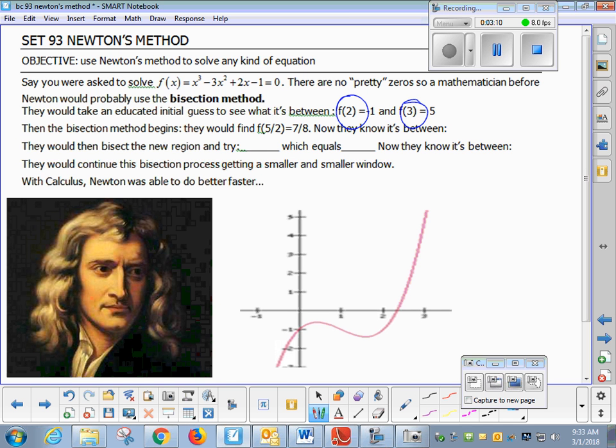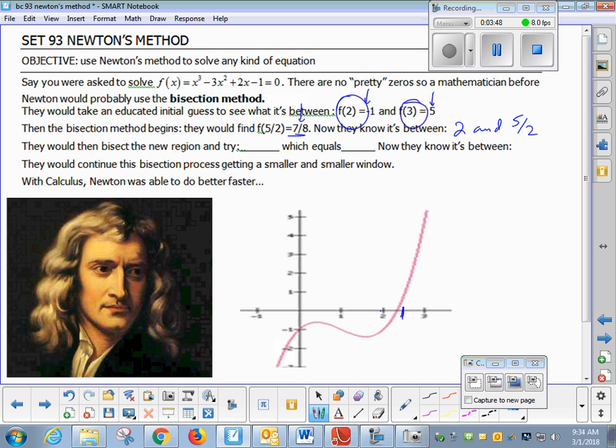Okay. Now, if they wanted more precision than that, they would have bisected. And they would have said, all right, I know it's between 2 and 3. Now I'm going to go to the midpoint of that and see which side. Now, they didn't obviously have the graph to look at, so they're working from the equation. I could then plug in 2.5 and see what that equals, and it is 7/8. Now, if they knew that f at 2 was -1, f at 3 was +5, and f at 5/2 is 7/8, then that just cut the region in half, and now we know it's between 2 and 5/2. So it must be between 2 and 2.5.